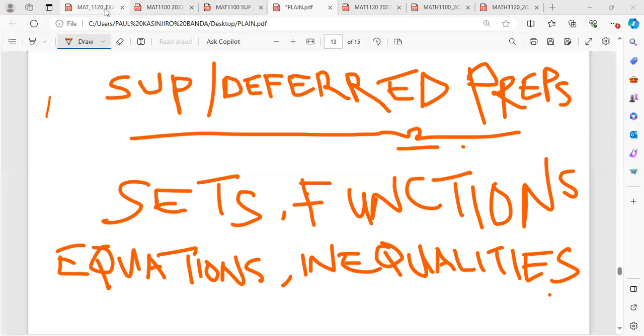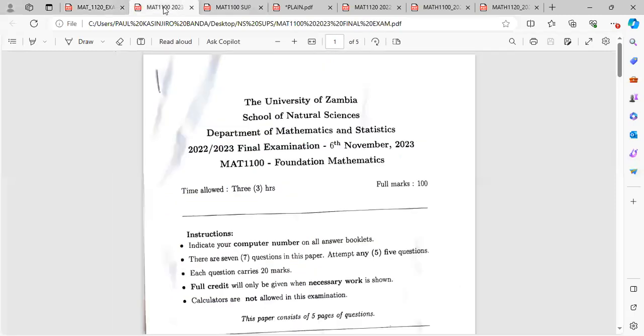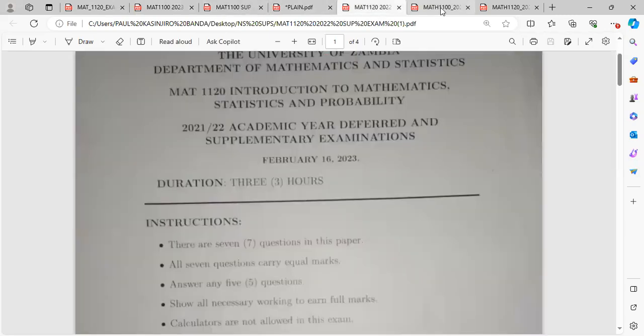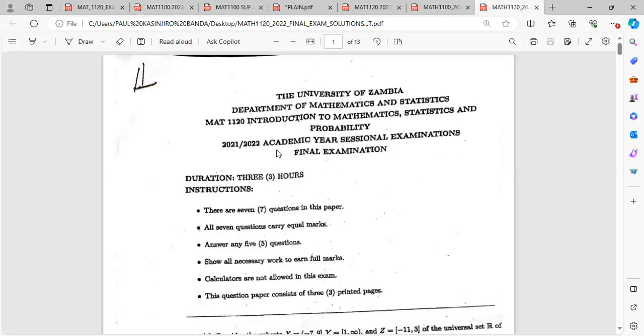Okay, so here on top I have different papers. This one is for last year math 1100. No, this one is math 1100. The other one is 1120. Then this one is for SAP for last year math 1100. SAP for 1120. Then these are the 2022 papers. So we'll solve questions from these 6 past papers based on sets, functions, equations, and inequalities.